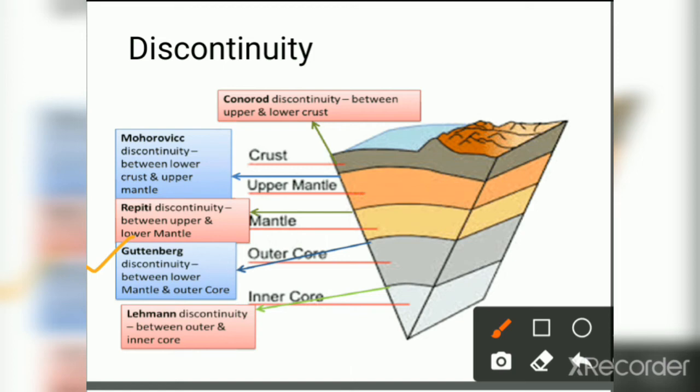So Lehmann discontinuity is between outer and inner core. There are 5 discontinuities: Conrad, Mohorovičić, Repetti, Gutenberg, Lehmann. And the first order discontinuities are Mohorovičić discontinuity and Gutenberg discontinuity.